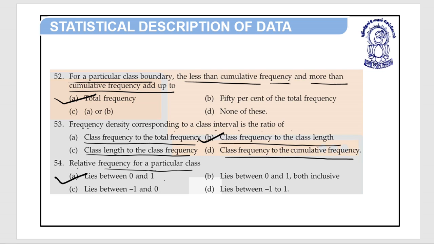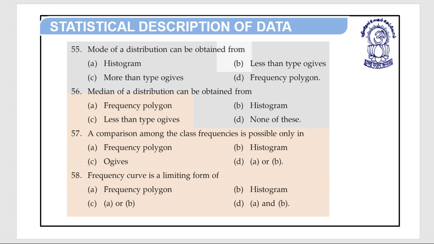Now, next question, question number 55. Mode of a distribution can be obtained from histogram. Question 56. Median of a distribution can be obtained from frequency polygon, no. Histogram, no. Less than type ogives, yes.